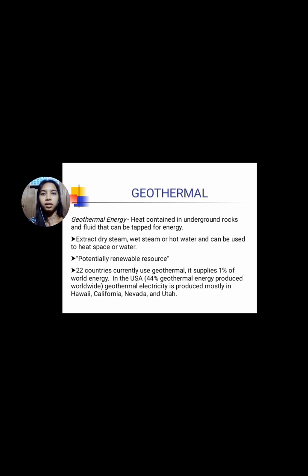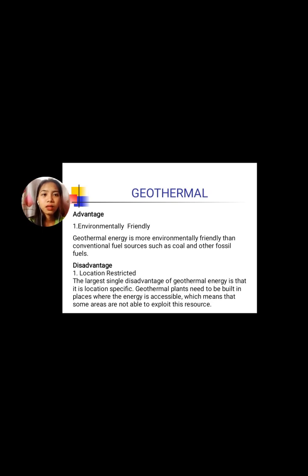Geothermal energy is heat energy from the earth. Geo means earth and thermal means heat. Geothermal resources are reservoirs of hot water that exist or are human-made at varying temperatures and deep below the earth's surface. The advantage of geothermal is that it is environmentally friendly. Geothermal energy is more environmentally friendly than conventional fuel sources such as coal and other fossil fuels.